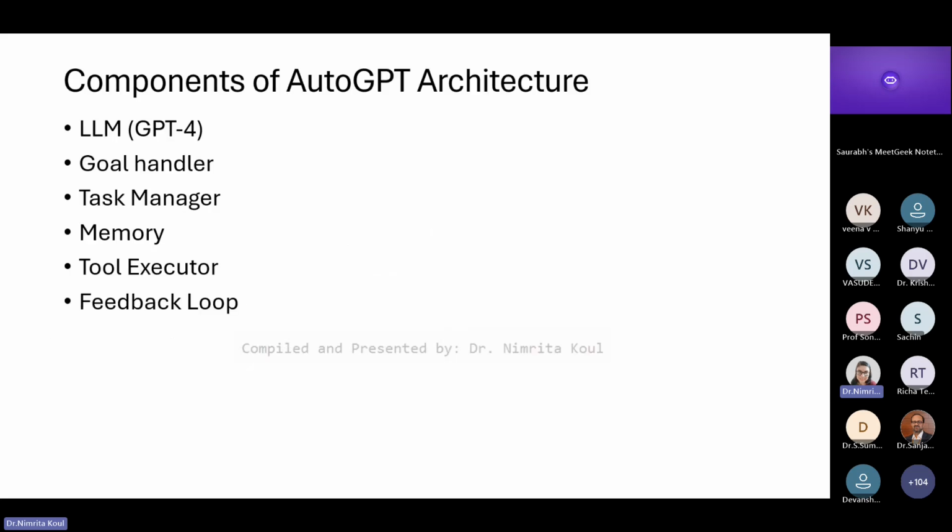So it has these components. The AutoGPT architecture was made by OpenAI, and the LLM it used was GPT-4. It had a goal handler, then a task manager or an orchestrator. It had memory, it had a tool executor, and a feedback mechanism.